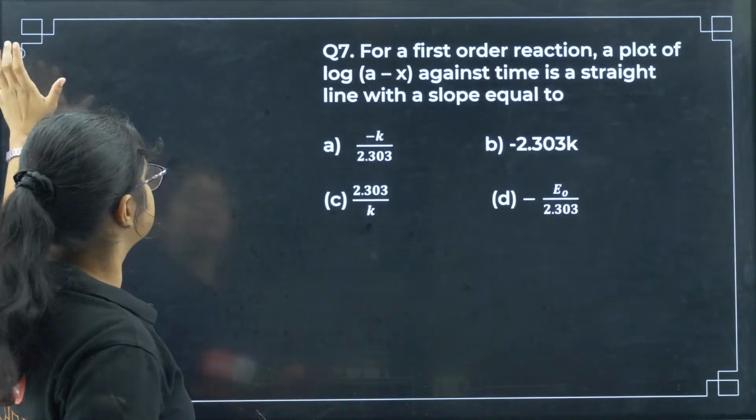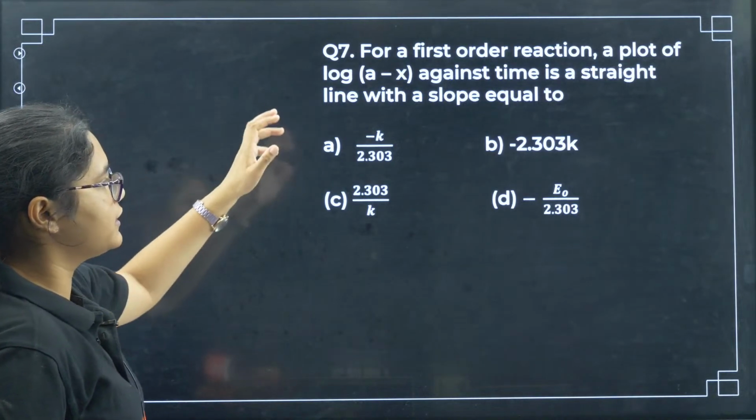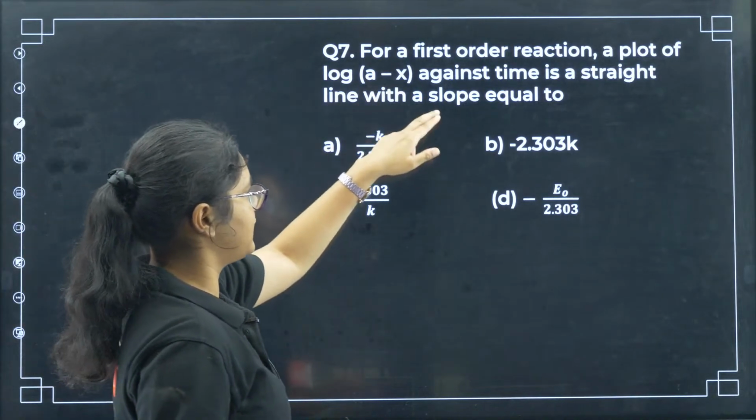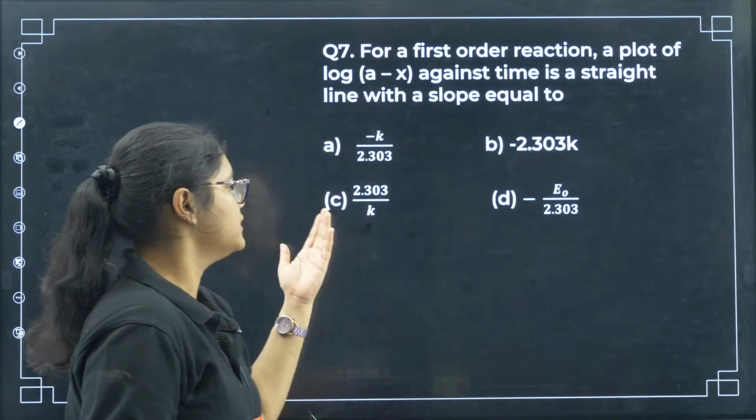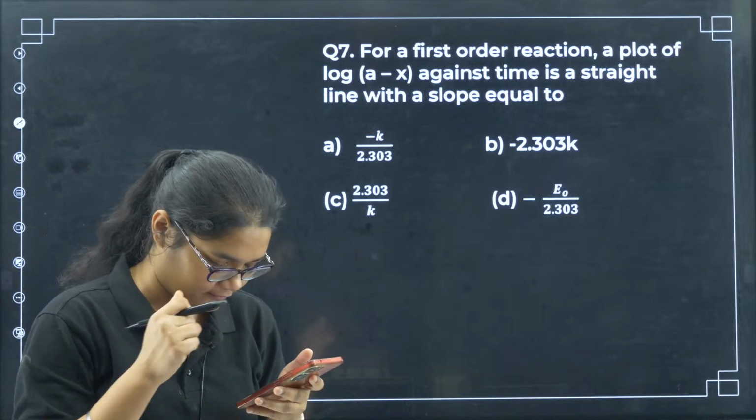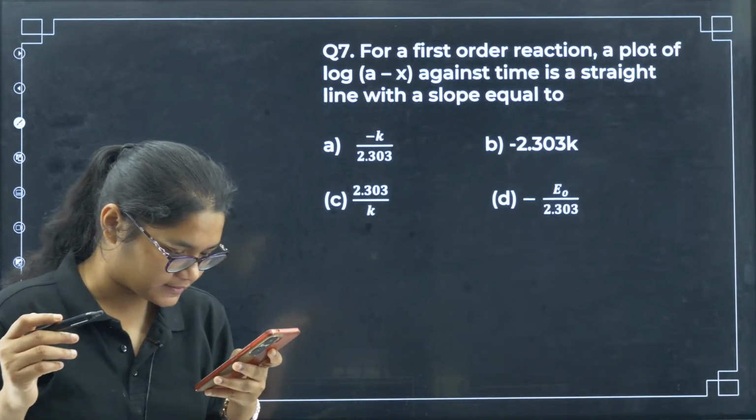Okay, next question number 7. For a first order reaction, a plot of log (a minus x) against time T is a straight line with a slope equal to. Just now I discussed, you can tell the answer very easily.